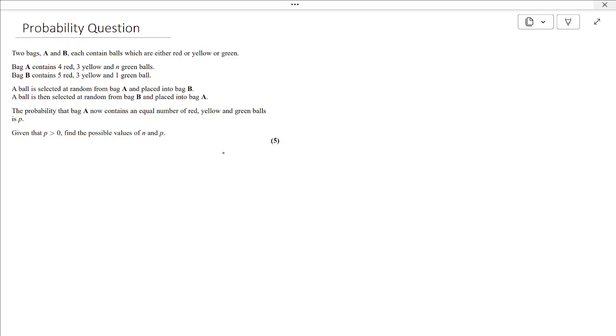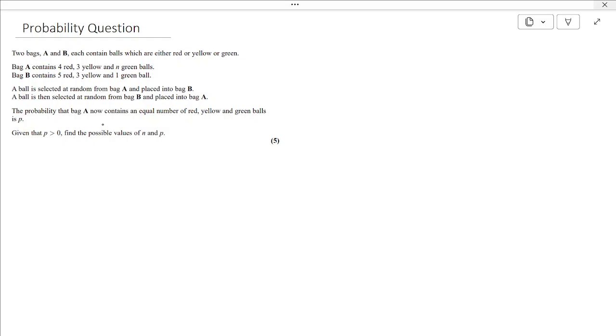So what's going on here is there's two bags, and they each contain different coloured balls, and we are sending, first of all, one ball over from bag A and putting it into bag B. And then we're reversing, we're taking one from bag B, putting it back into bag A, and we're being asked, well, it says the probability that bag A now contains an equal number is P. It says given that P is greater than 0, essentially find P and find N, right?